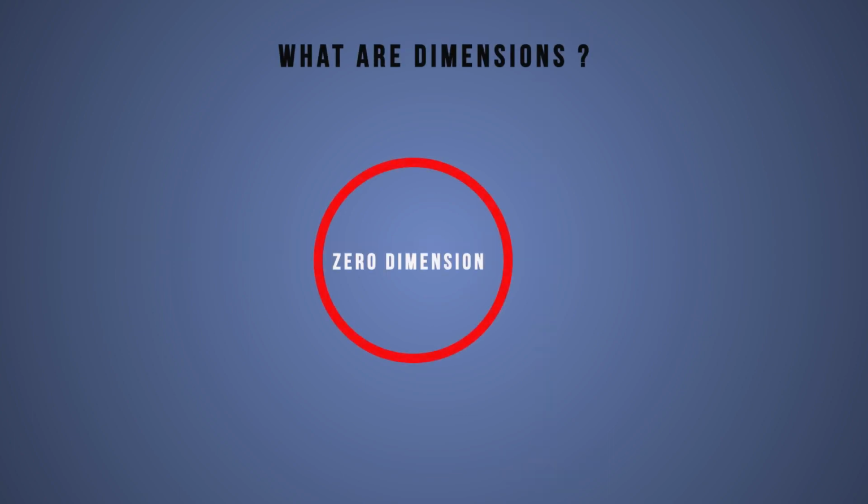First, let's talk about zero dimensions. As the name suggests, zero means no dimension. When a body is stationary at a point, it does not move towards any direction. For example, the sun. Now let's talk about one dimension.